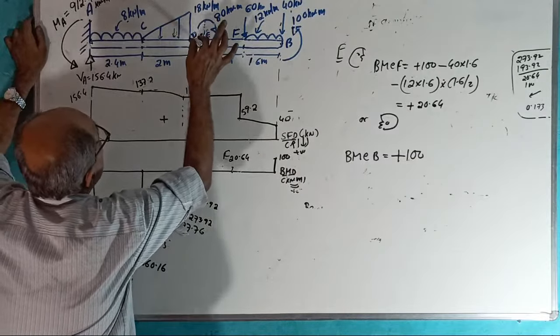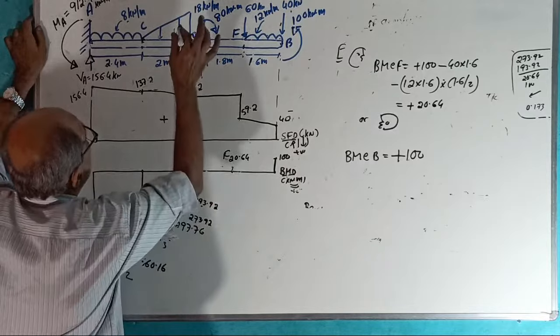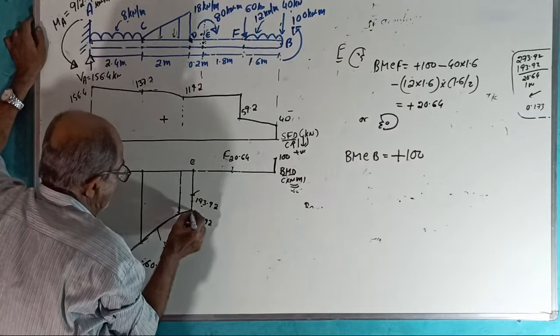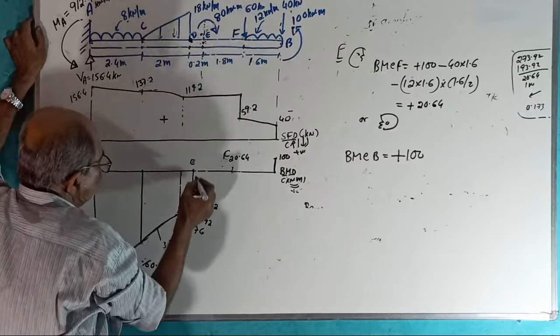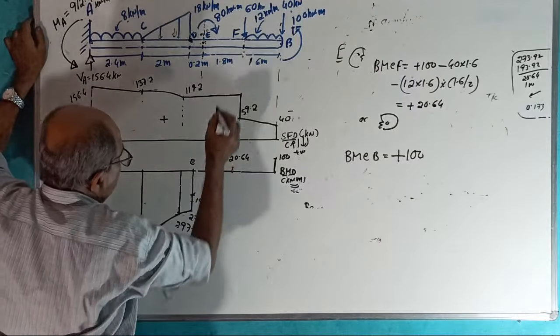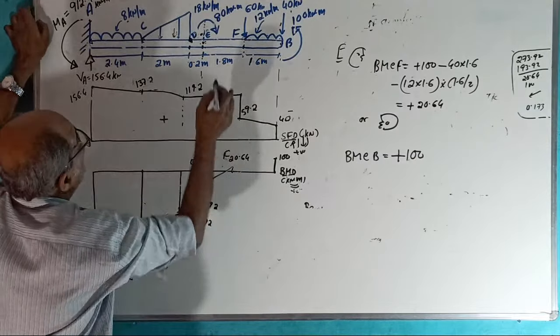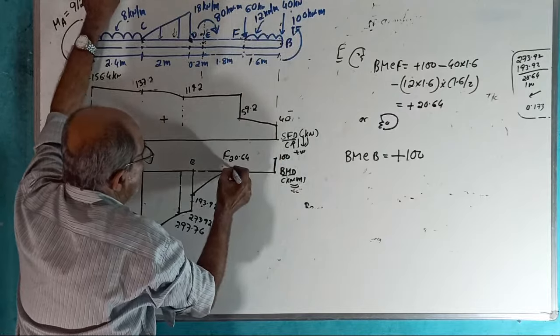Then D to E joined by a straight line, just to the left of E. Then just to right of E joined to F by a straight line. Then F to B joined by a parabola.